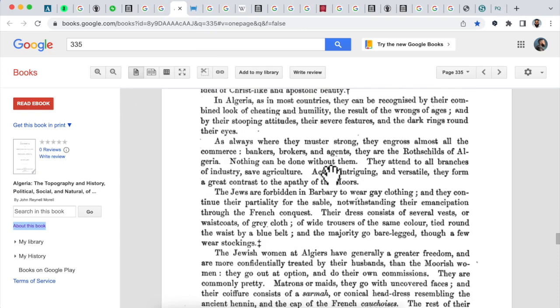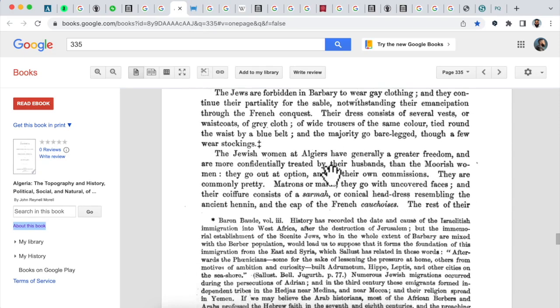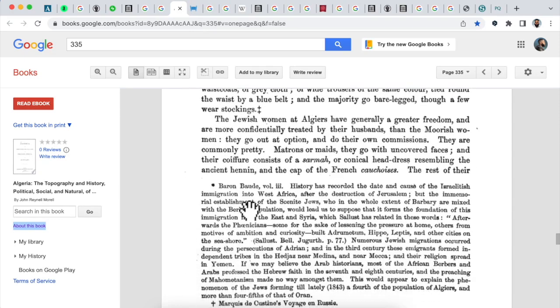I'm going to zoom in. We're going to go to the footnotes right here. It says Baron Baud, Volume 3. History has recorded the date and cause of the Israelitish immigration into West Africa after the destruction of Jerusalem.